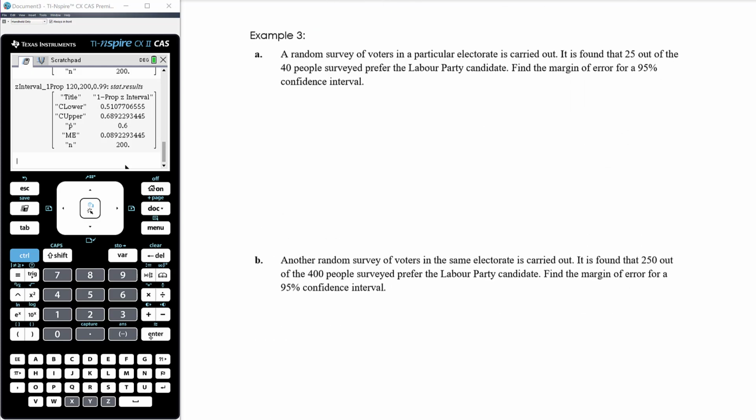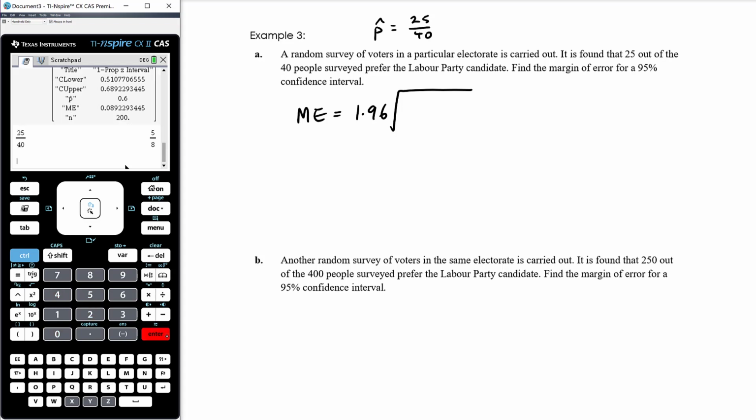Alright, so a random survey of voters in a particular electorate is carried out. It's found that 25 of the 40 people surveyed prefer the Labor candidate. Find the margin of error for a 95% confidence interval. Okay, so the margin of error for a 95% confidence interval, it means it'll be 1.96 if it's 95%, and it's going to be the square root of, now, p hat here is 25 out of 40. So 25 out of 40 is 5/8 or 0.625. Okay, that is 5/8, I think. n in this case was 40.